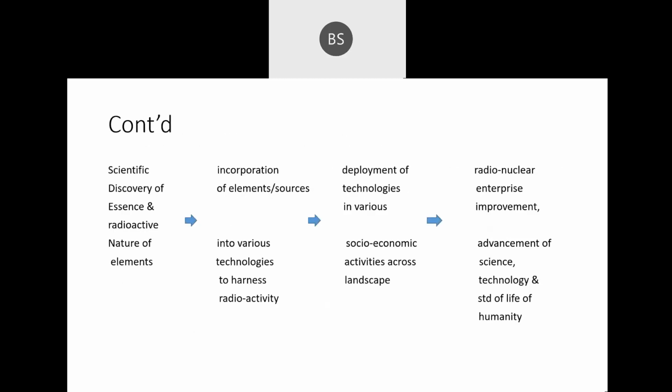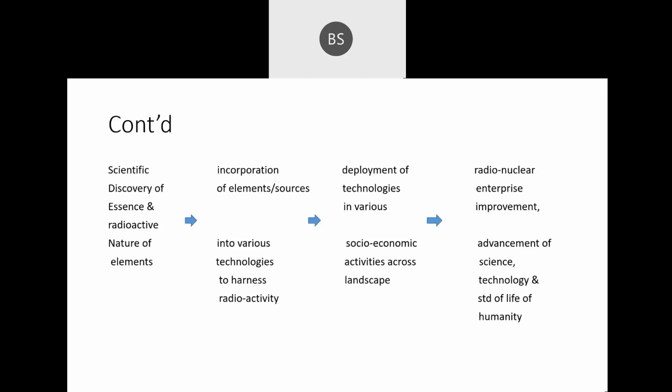As we continue, you realize that I'm just trying to demonstrate how the value of the radiation protection standards is found within the value chain of the whole enterprise. So, in terms of the standards, starting from the left side, the scientific discovery of the essence or the nature of radioactive elements. The scientific discovery of the essence and the nature of these radioactive elements is the one that has given rise to the standards of protection and safety.